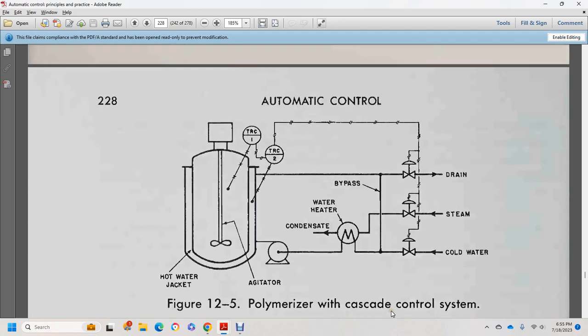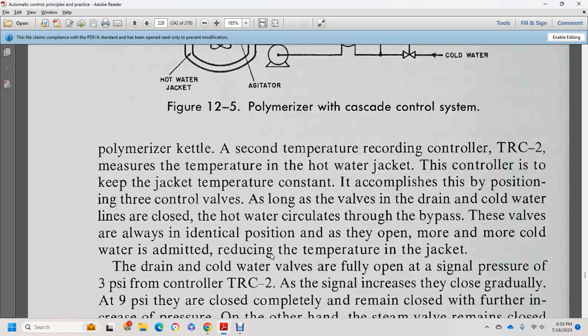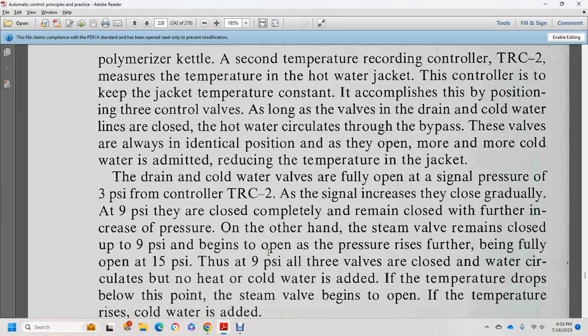So this shows the automatic polymer control system: the hot water jacket, the aggregator, the condensate, the hot water, TRC 1 and 2, your drain, your steam and your cold water. The drain and cold water valves are fully open at a signal pressure of 3 psi, under control of the temperature recording controller.